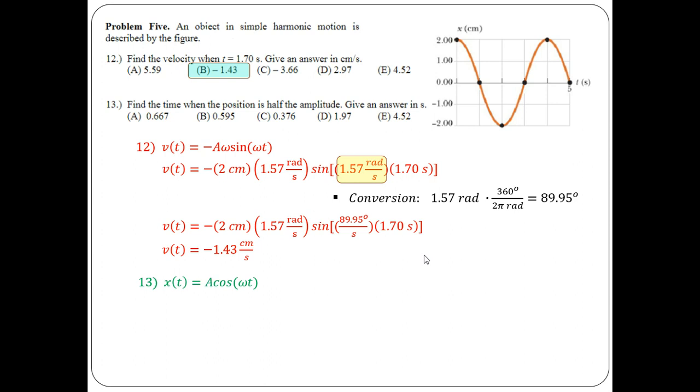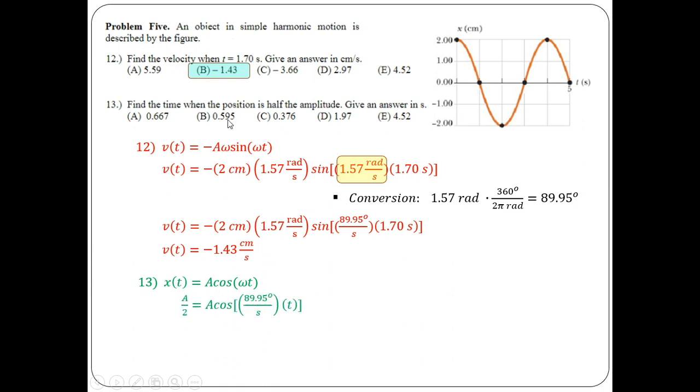13 asks you, at what time is the position half of the amplitude? Because it asks for position, we would just bust out the position function. Again, for this particular graph, whether sine or cosine depends on what's given to you to start. You have to recognize for this function here, it starts at an amplitude of 2 centimeters to the right, which indicates that it is a cosine graph. So here we have x equals A cosine omega t based on the graph, and then we know A, and we know omega, and then we know x because it says that x is half of A. So we can just plug stuff in.